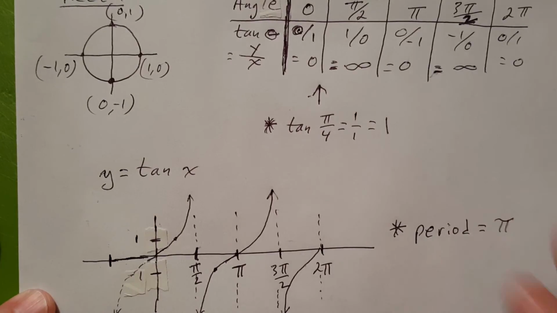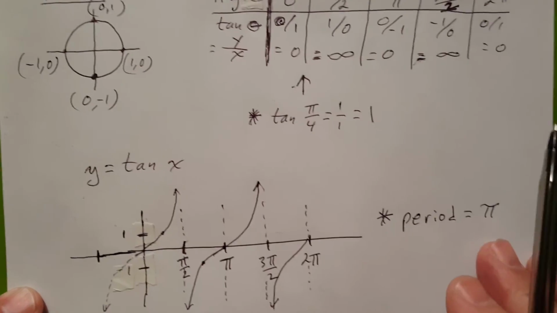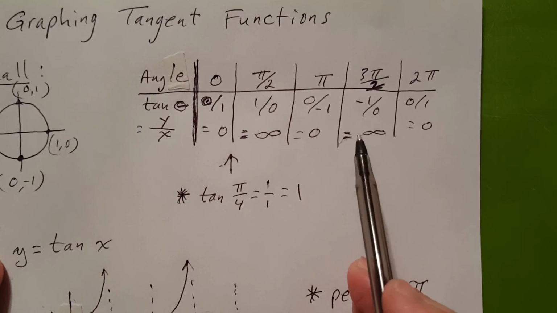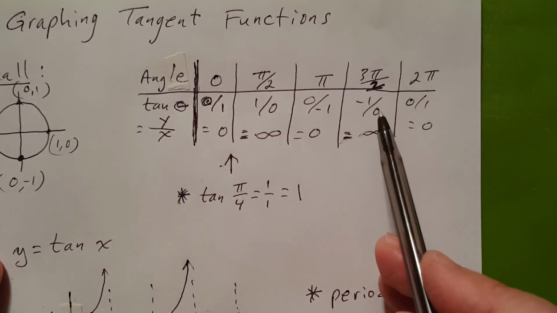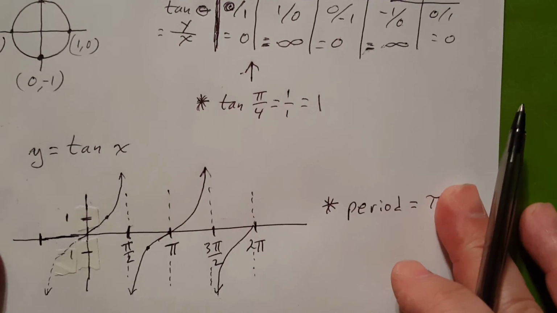So looking at the graph, what is tangent of pi over 2? Undefined or infinite. What is the tangent of 3 pi over 2? Again, undefined, which is what we expected, right? Negative 1 over 0. That's the graph of it. It doesn't exist.